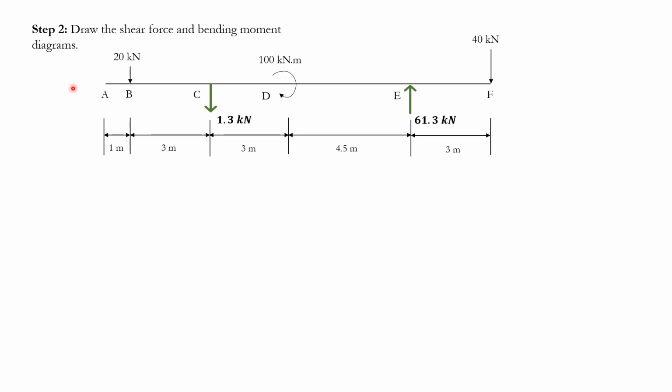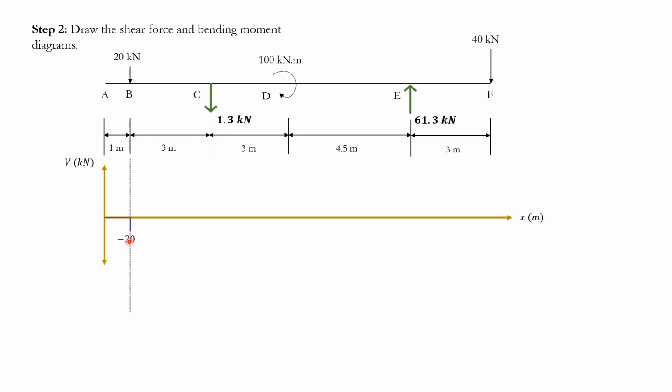So let's go ahead and draw the shear force diagram first, and then we'll do the bending moment diagram. First, we have our axes, and then you start from the left side. From A to B, any load? No. So just go 0. Then at point B, we go straight down 20 kilonewtons. That's 20 kilonewtons there.